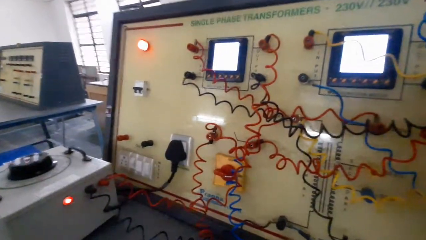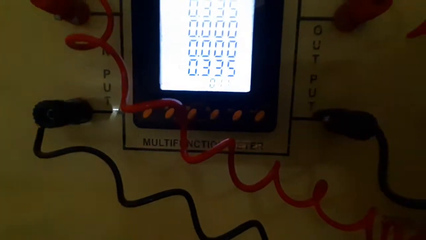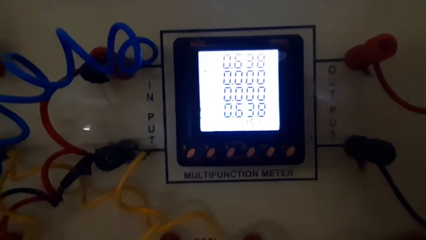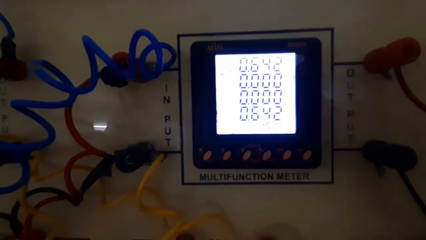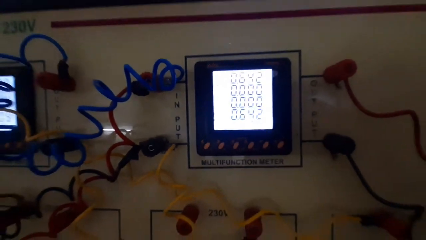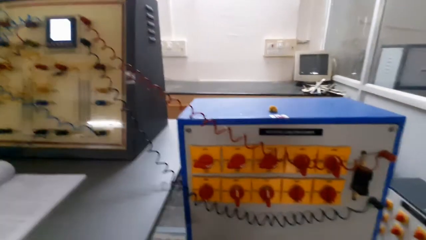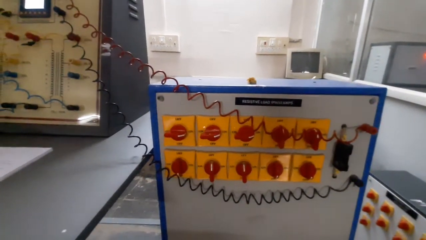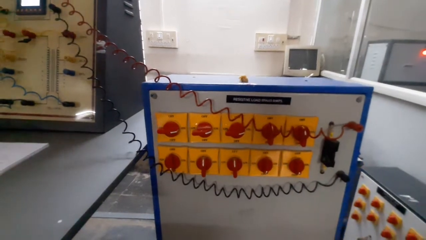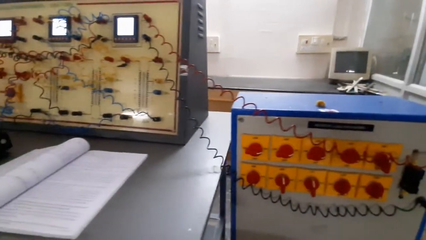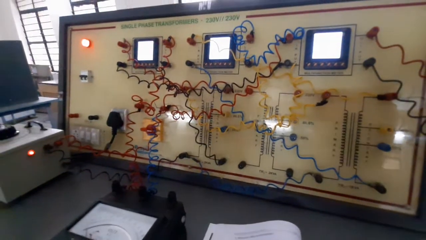The first transformer is sharing 336 watt, and the second transformer is sharing 309 watt, and the total load shared by the two transformers is 642 watts. Again, you can put more load, up to the individual transformer capacity. One is 2 kVA, another one is 1 kVA. The first 2 kVA transformer has a full load current of 8.6 ampere, and the second transformer has a full load current of 4.3 ampere. So up to that you can put the load.